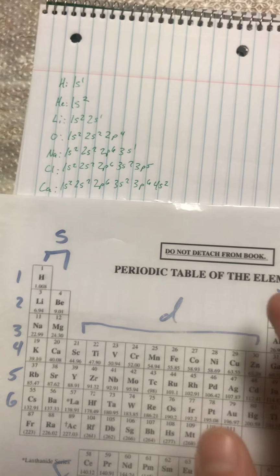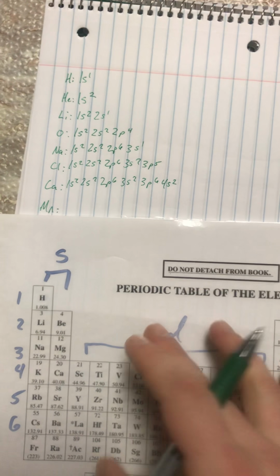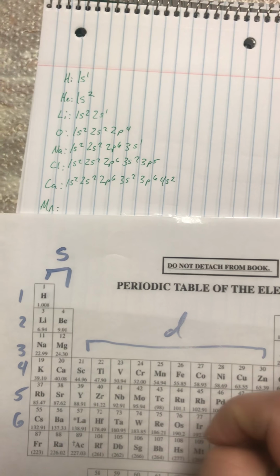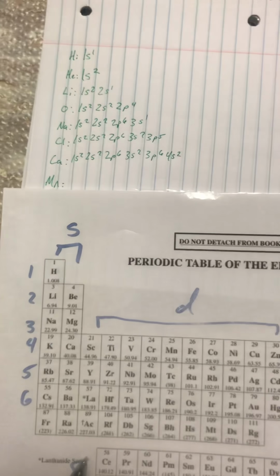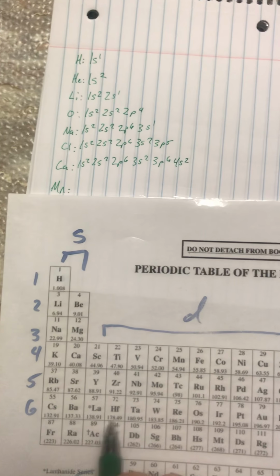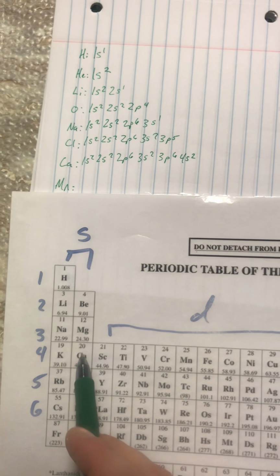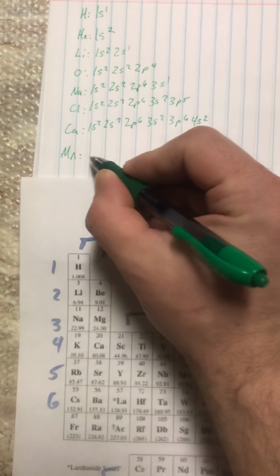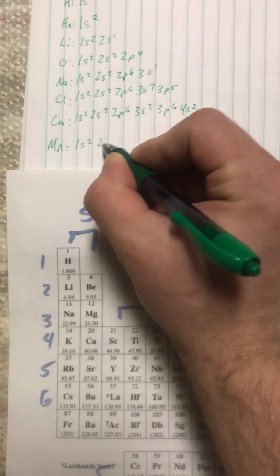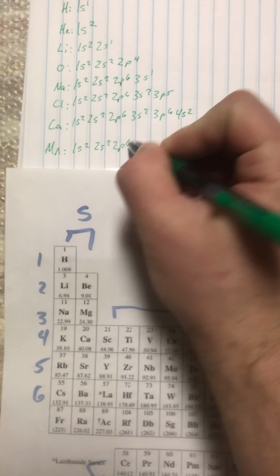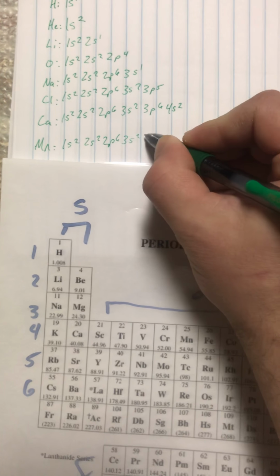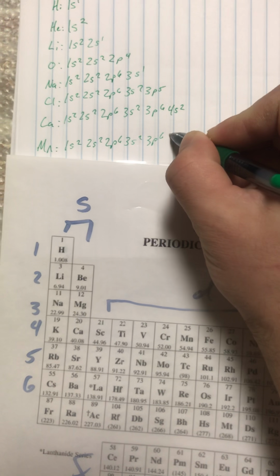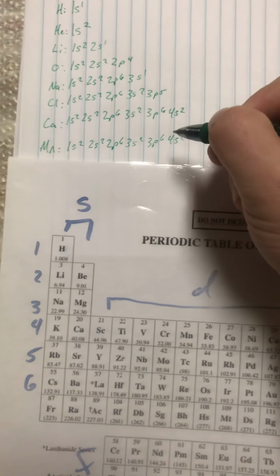So everything is pretty straightforward until you get to the D block. If we are going to do manganese, we need to go through up to calcium, so we can copy off of our work. 1s2, 2s2, 2p6, 3s2, 3p6, 4s2.